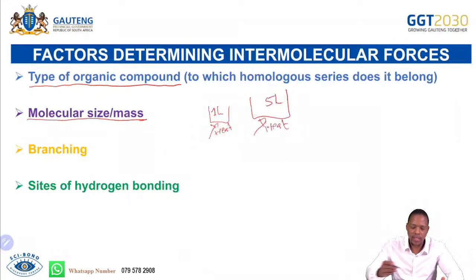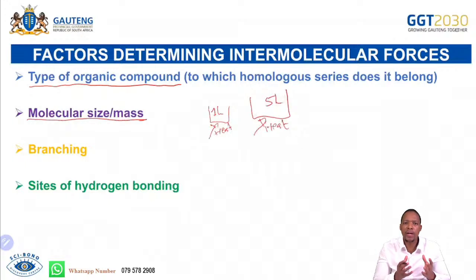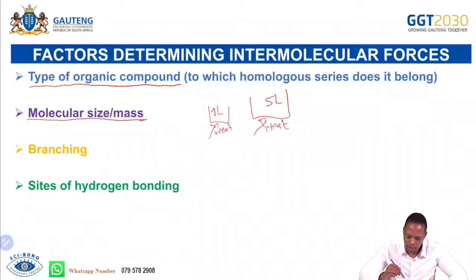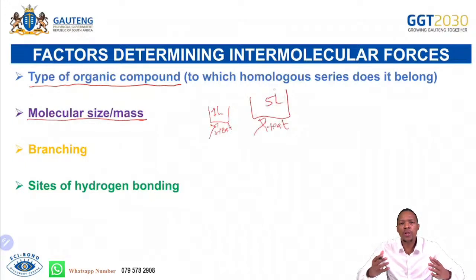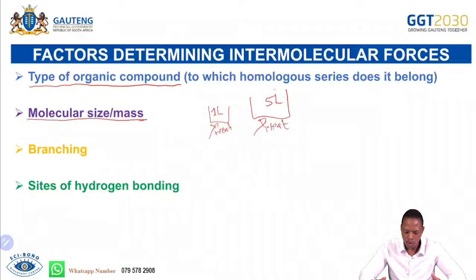The 1 liter. The molecular size matters. So it will tell you that the intermolecular forces here are going to be stronger on the one with the larger size compared to the one with the smaller size. So the size of the molecule matters.